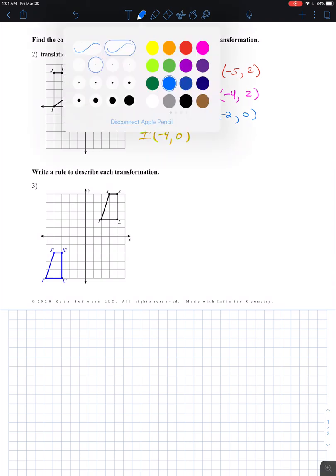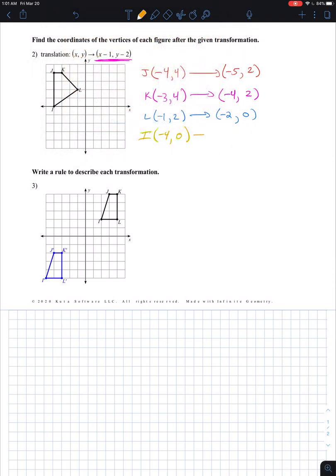And the last one, we're going to use that orange color here because it's a little bit easier to read, right? So we've already lost 4, right? And we're going to lose another 1 up here, so we've lost 5. And we have lost 2 because 0 minus 2 is -2. So what are the points for the actual image?